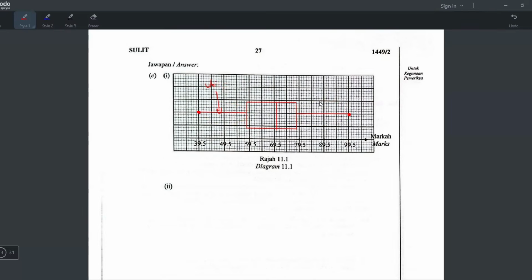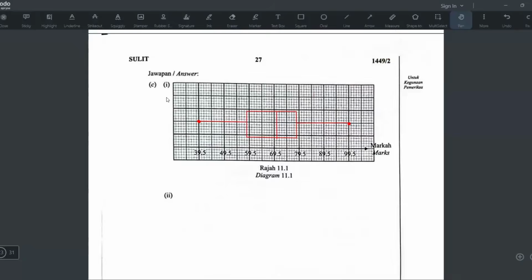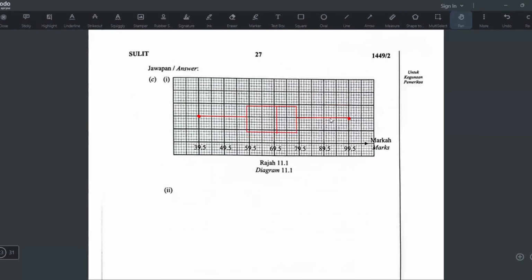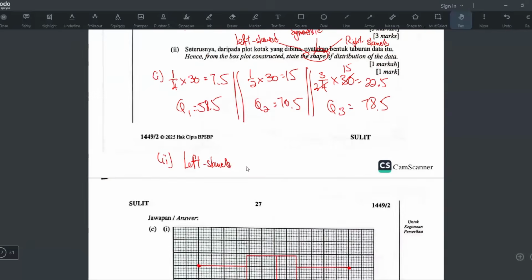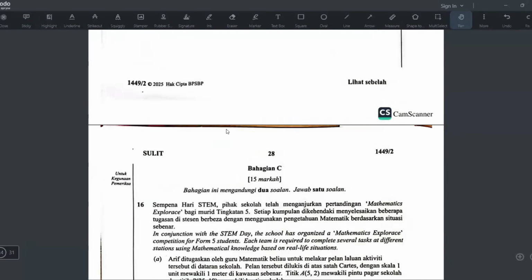Then what if the size of the box is same and the whisker for both sides also sama panjang? That one you write symmetric. So symmetric is when the size of the box is same and also the line here and the line here dia punya panjang pun sama. Then we will write symmetric. Alright, that's all for this.